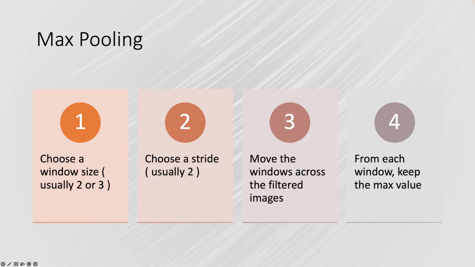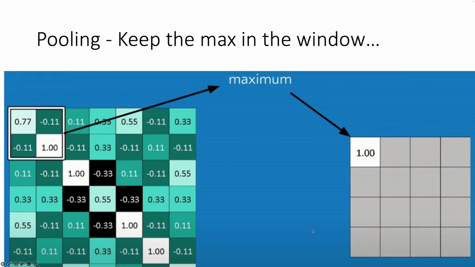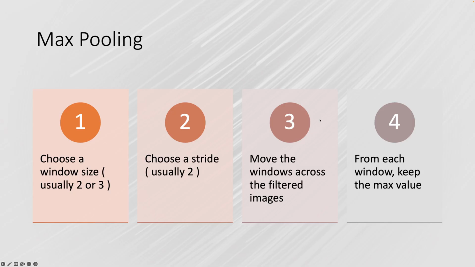And here's the steps that you would perform in max pooling. You want to choose a window size, usually 2 or 3 is typical. You want to choose a stride. Typically, it's going to be the same value as your window. Okay, so you'll see in TensorFlow that is the default value of the stride. If you don't specify it, it's going to be the window size. We're going to move it across the filtered images. And then from each window, we're going to keep the max value.